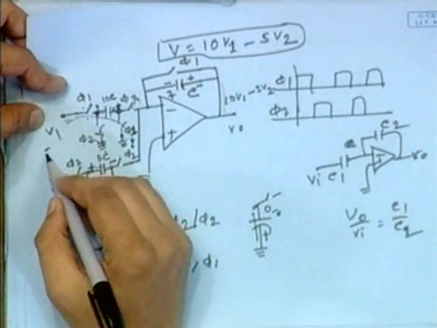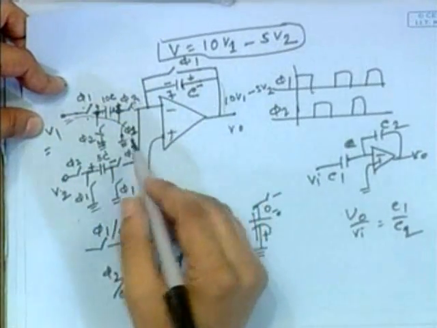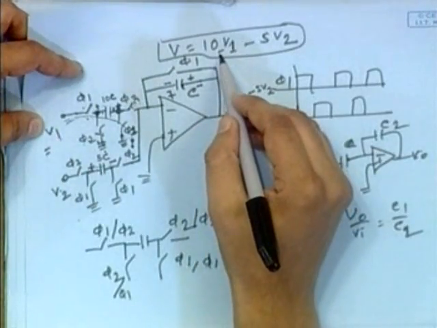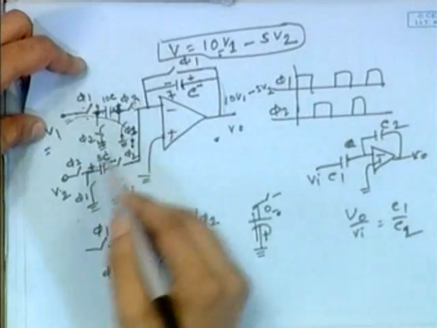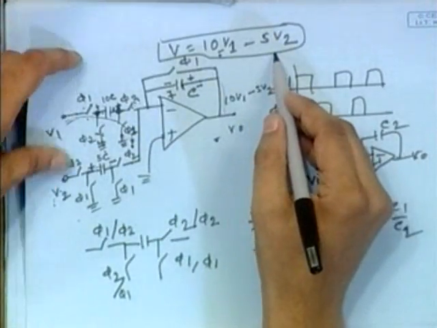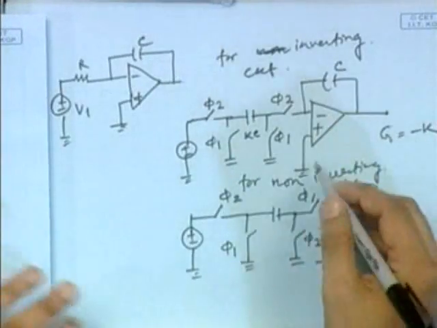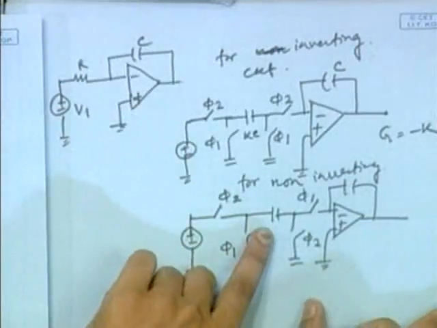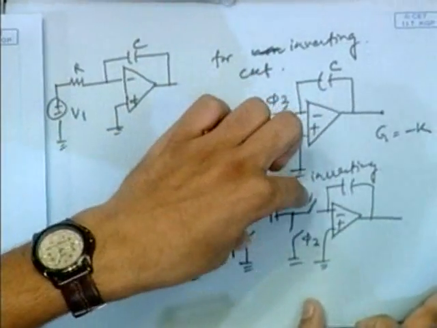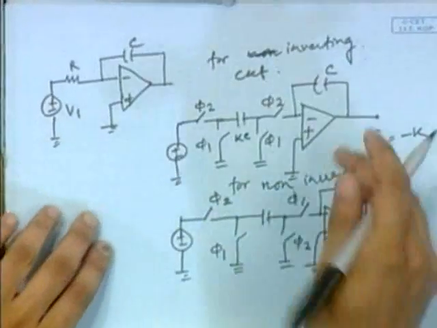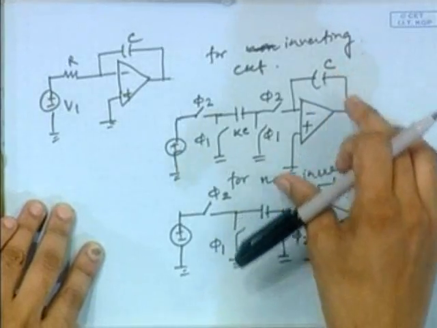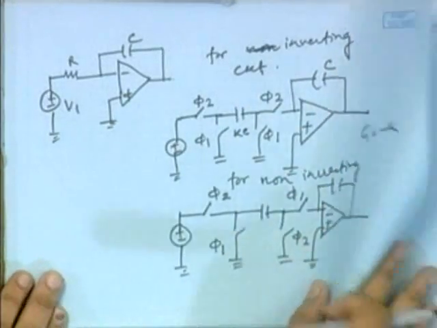As I have shown here also, that V1 is for that non-inverting. Non-inverting means you have got positive voltage here, okay, and V2 for the inverting case. So this is the switching condition. Now for the inverting, you will have the same switch at the same side, and for the non-inverting, we'll have cross connections. Now this is the inverting integrator, and this is the non-inverting integrator, this one.